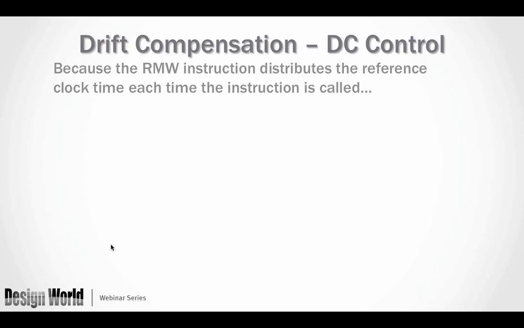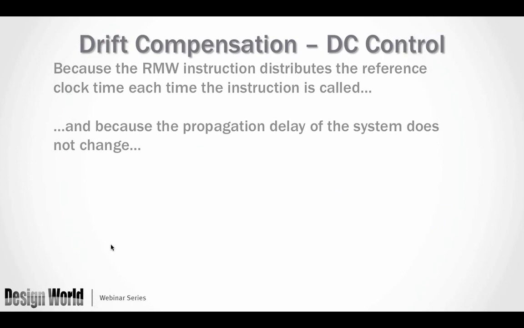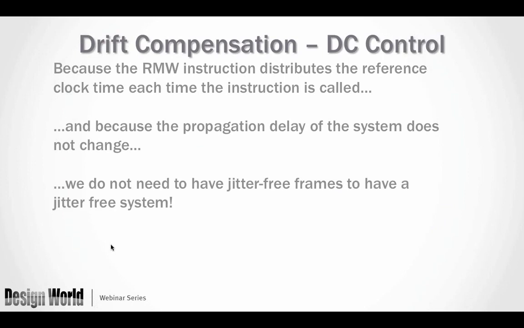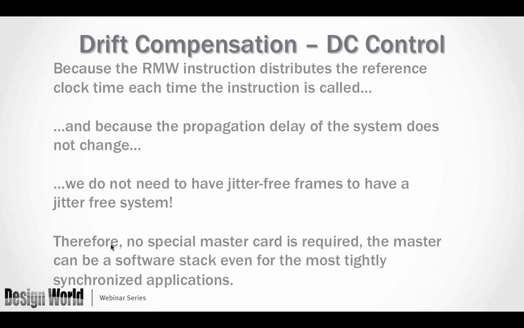So this drift compensation really is the key to keeping everything within the same time. And because this read multiple write instruction distributes the reference clock time each time the instruction is called, and because the propagation delay of the system didn't change, so it's a known quantity, we actually don't have to have jitter-free frames to have a jitter-free system. So the network itself can be perfectly synchronized while having a PLC or a PC that has a standard Ethernet port on it and a little bit of jitter in the frames. So we don't need a special card which has its own clock on it to send out 100% jitter-free frames, even for the most tightly synchronized applications.